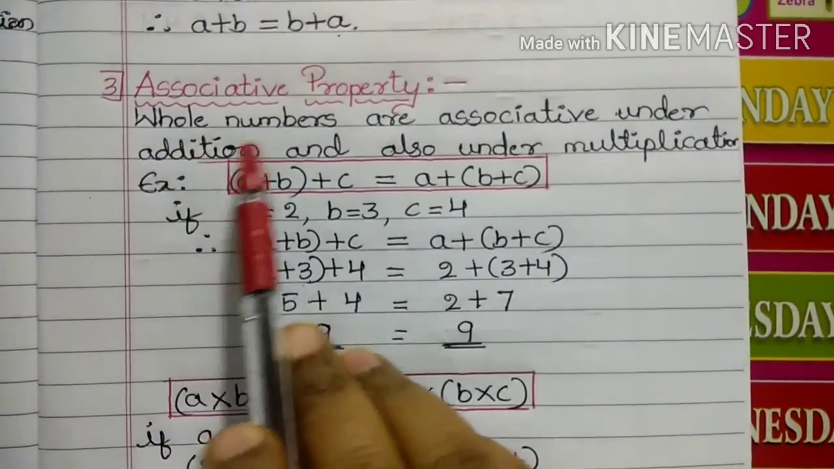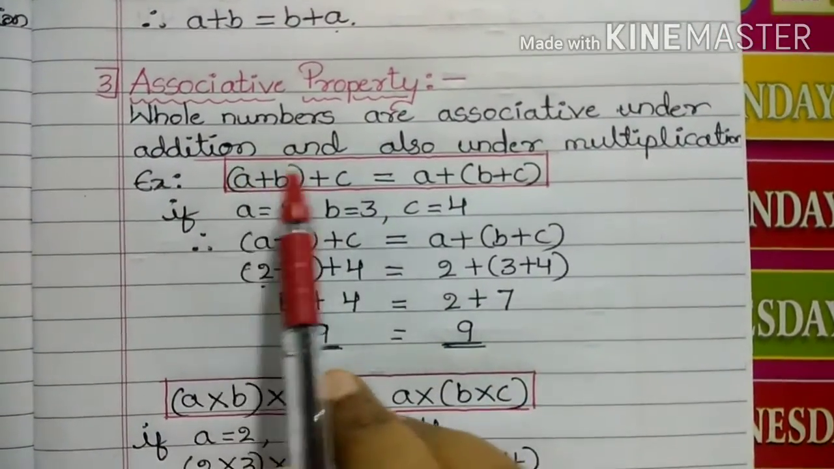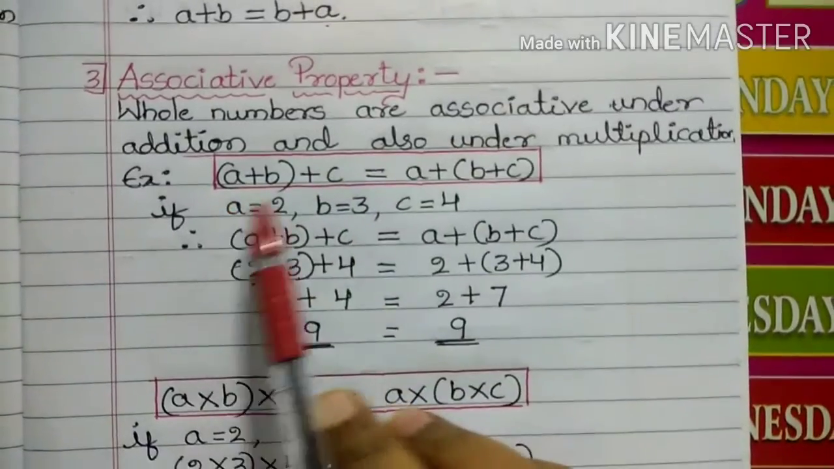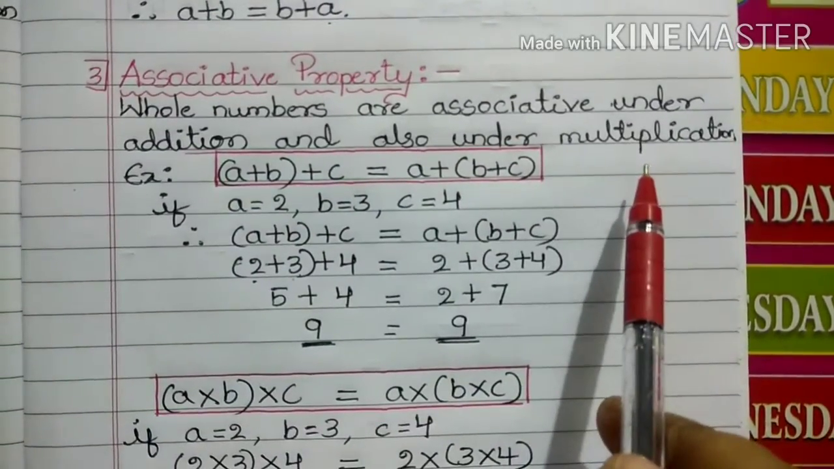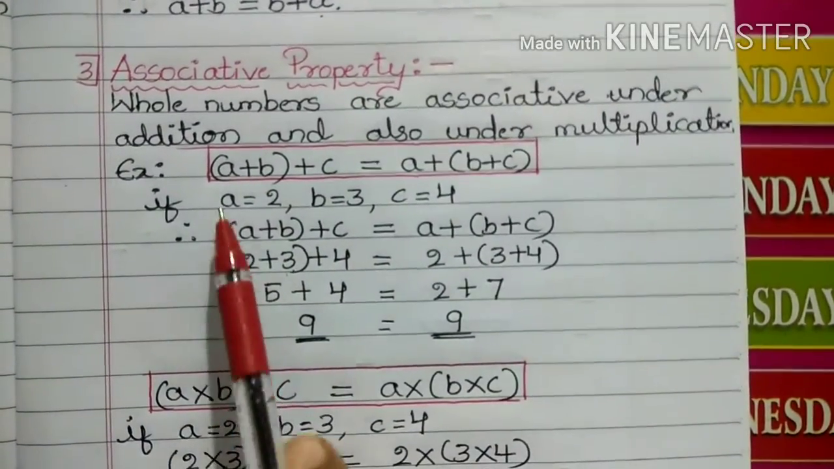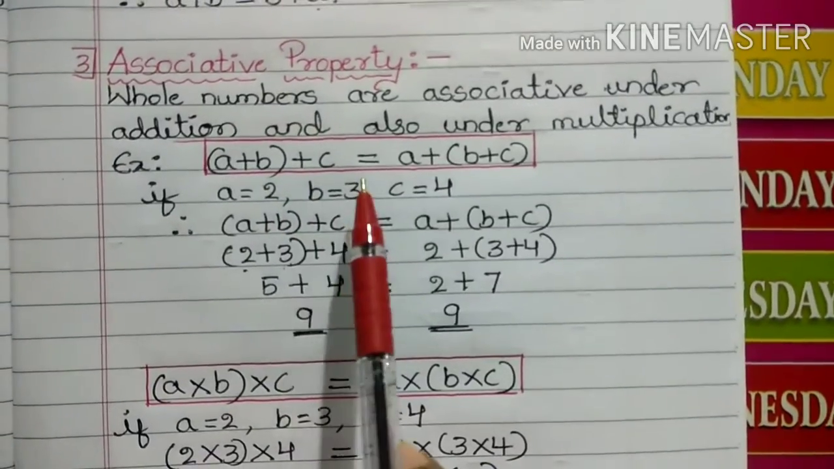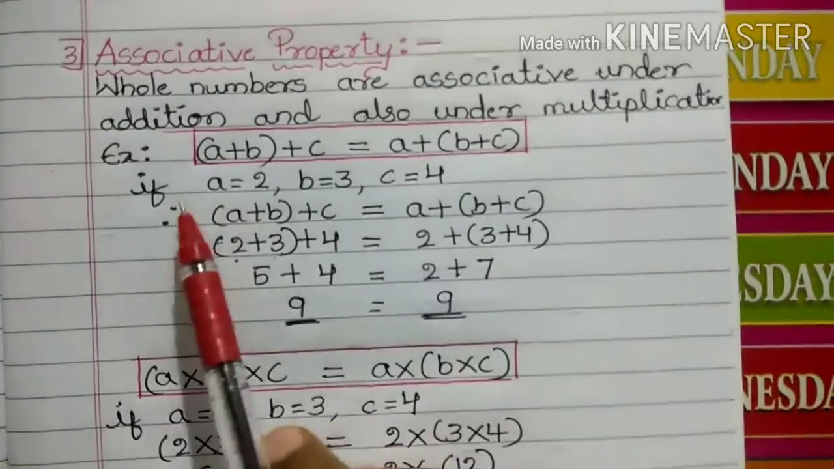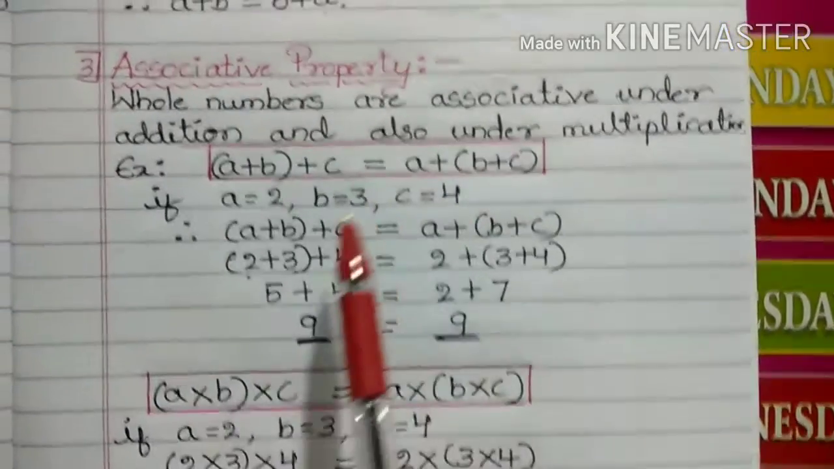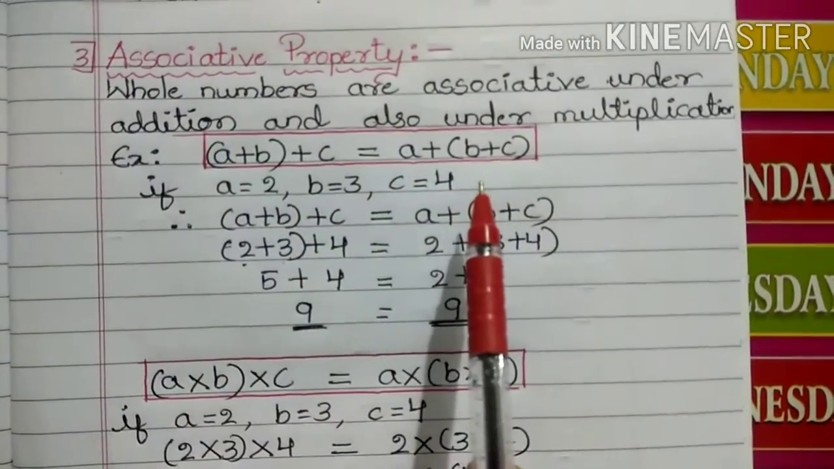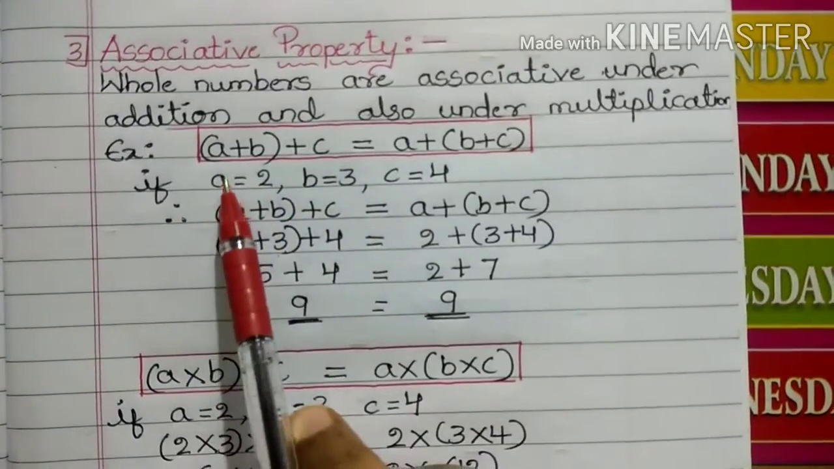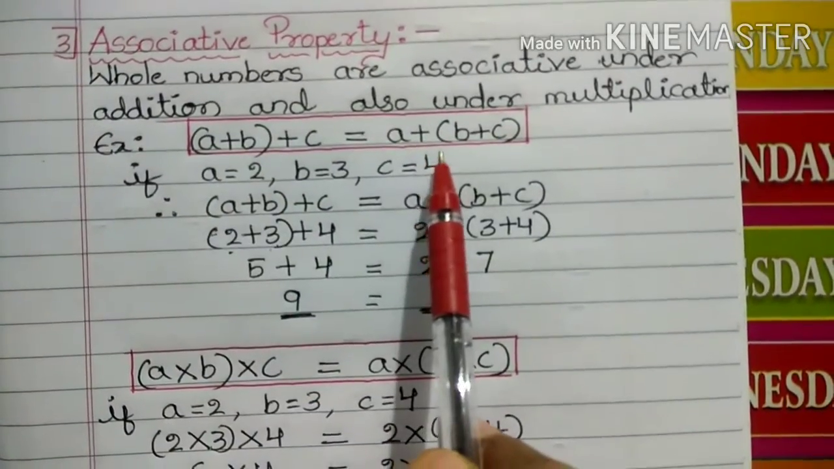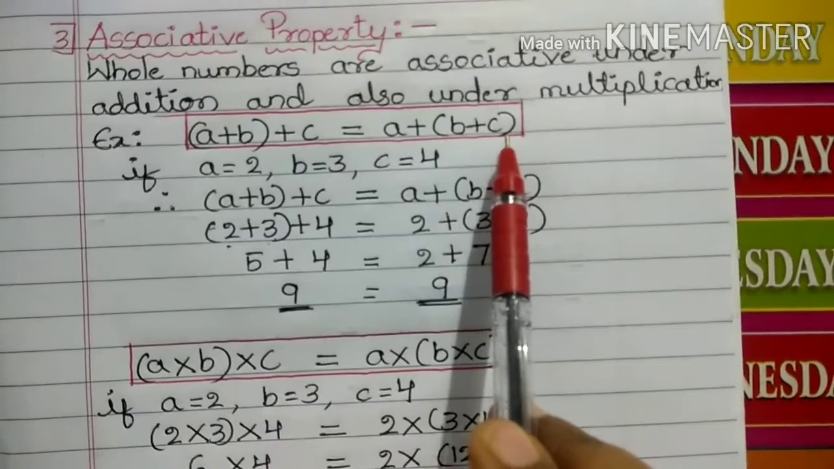Third one, associative property. Whole numbers are associative under addition and also under multiplication. For example, (A plus B) plus C equals A plus (B plus C). So here we have to add the numbers, but the adding method should be different. Here we are adding the first two terms, but here we are adding the second two terms.